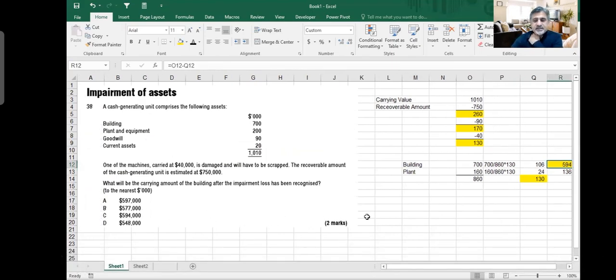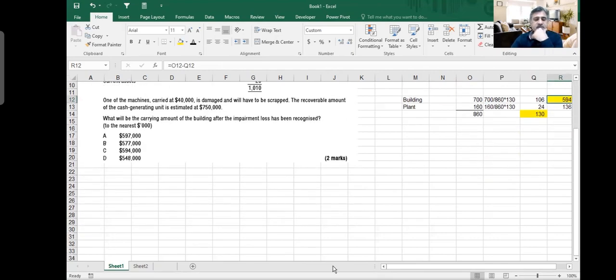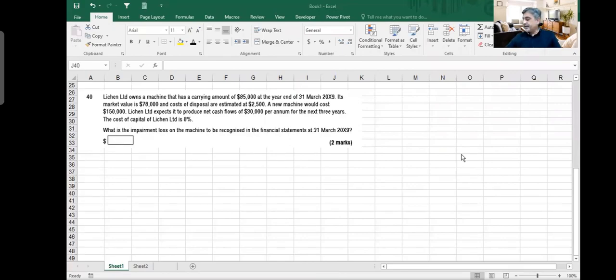I spent quite a lot of time, maybe 10 minutes on this question because we did some explanation. Now let's move to another one. Question 40, interesting question. Again, a lesson to learn from here.